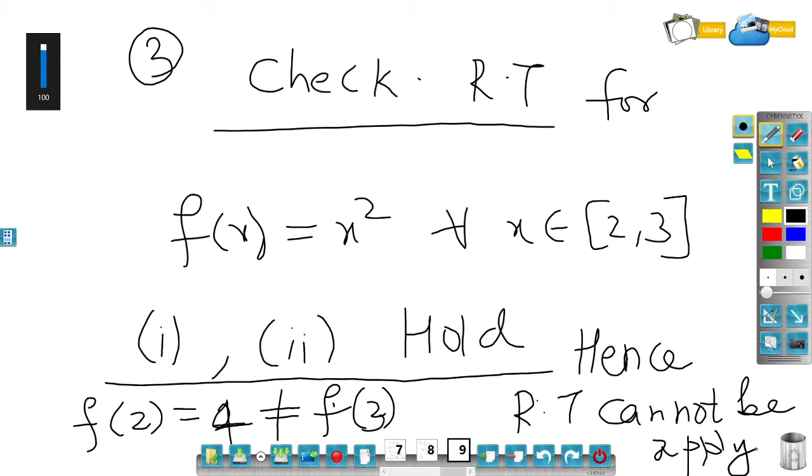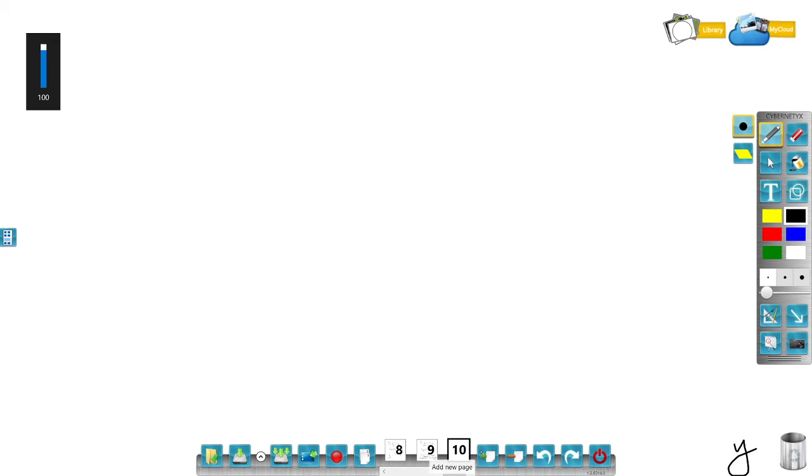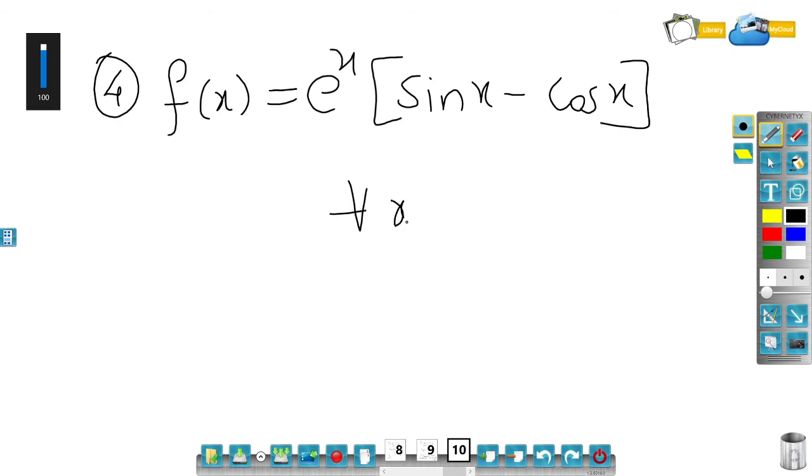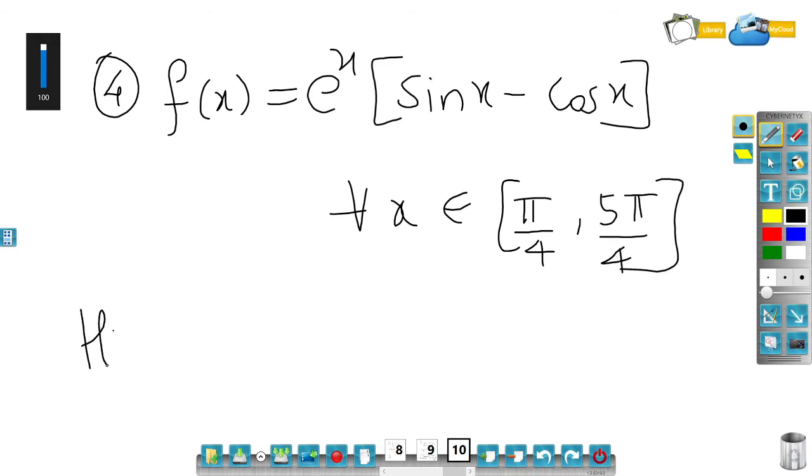So I hope it is very clear that we can easily check Rolle's theorem for many examples. So you can take one more example. Number 4, f of x is equal to e raised to x times sin x minus cos x, for all x belonging to minus pi upon 4 comma pi by 4. This is again a homework question. You can always verify your Rolle's theorem.